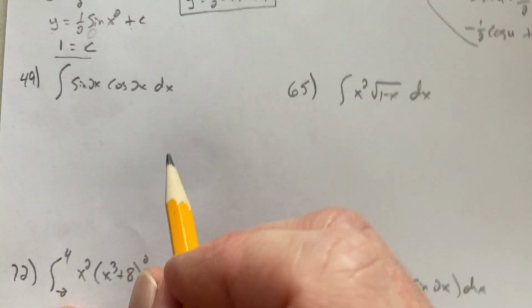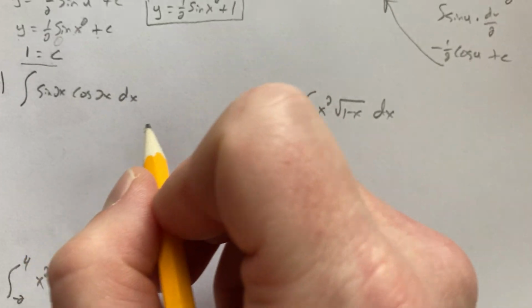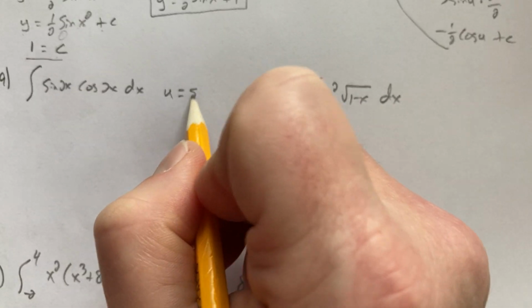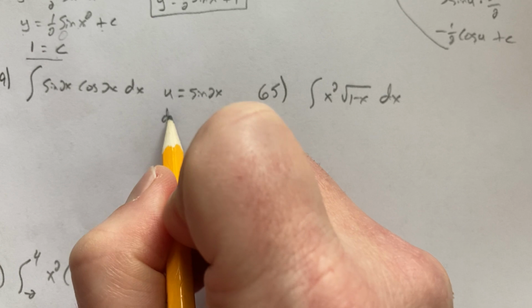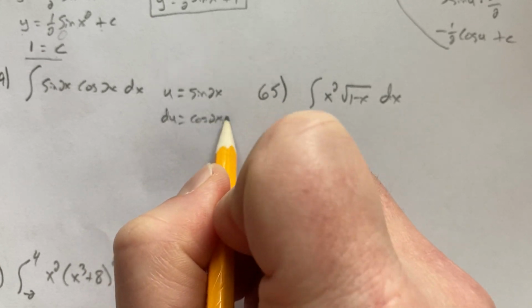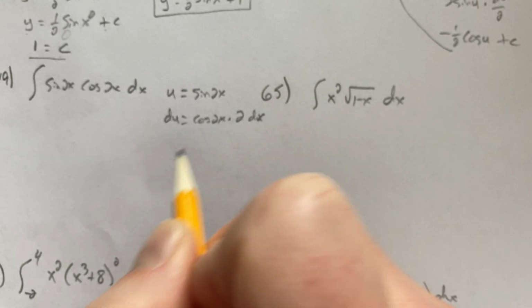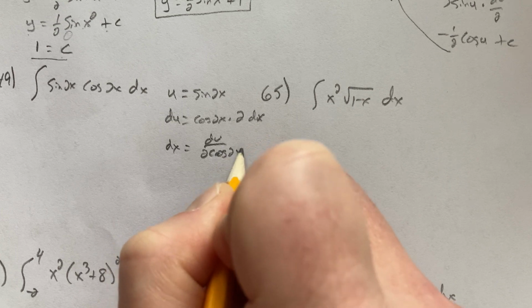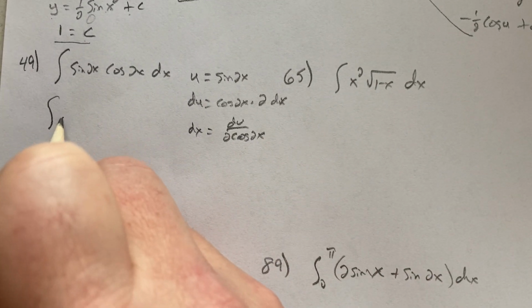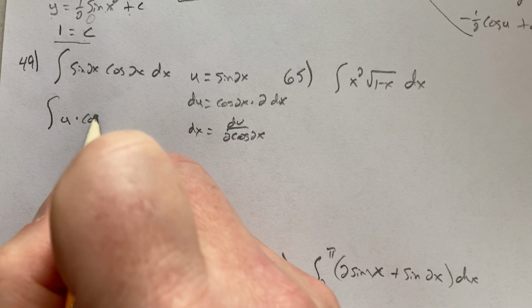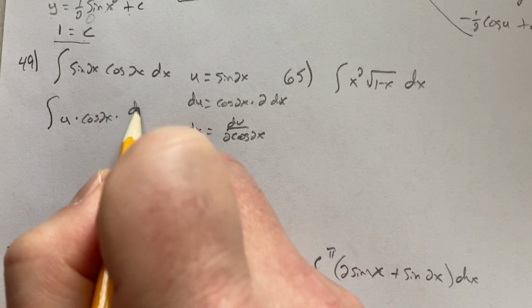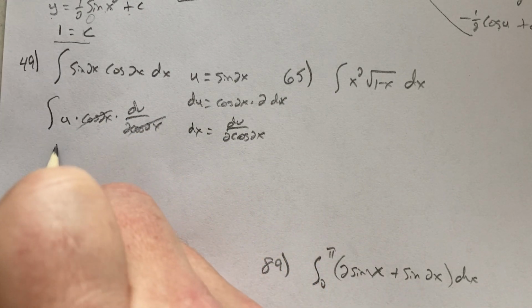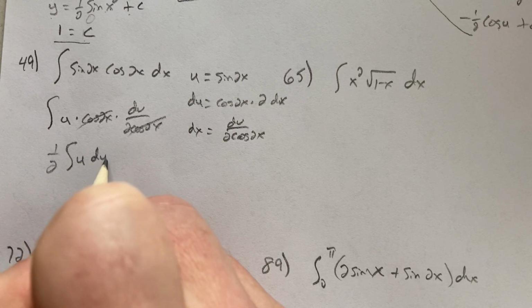And if you got a little stumped on this one, I don't blame you. What we're going to do is we're actually going to let our u be sine 2x. Because the derivative of that is cosine 2x times 2, which means dx will be du over 2 cosine 2x. When you come back over, then it's going to be the integral of u times cosine 2x times dx, which is du over 2 cosine 2x. The cosine 2x's cancel. We bring the 1/2 out.